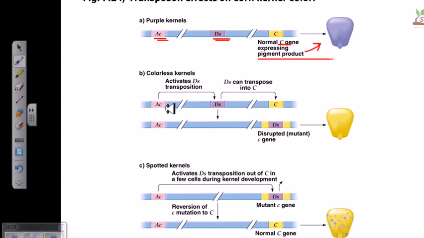Now this activated transposon is activating this DS element, or helping this DS element to be copied, or to be cut and incorporated in between this C gene. In between this C gene there is the insertion site, and this site is being recognized by the enzyme called transposase. As a result, this DS element will be incorporated onto this site, and as a result of this incorporation the pigment production will be halted because this gene is disrupted.